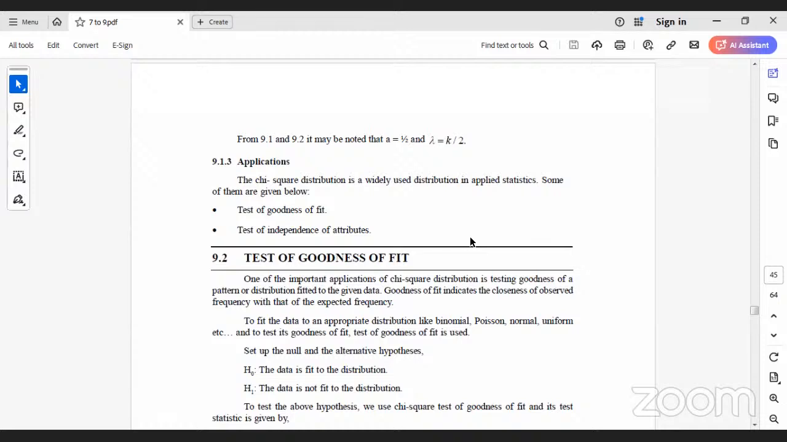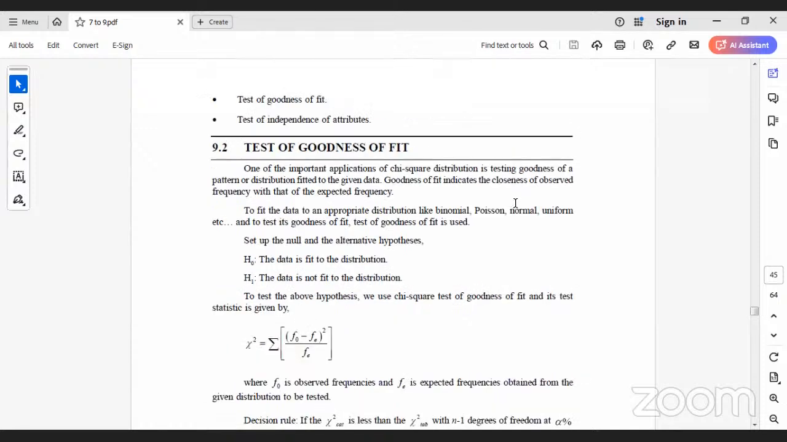Applications: the chi-square distribution is a widely used distribution in applied statistics. Some of the applications are given below: test of goodness of fit and test of independence of attributes. One of the important applications of the chi-square distribution is testing the goodness of fit of a pattern or distribution fitted to the given data. Goodness of fit indicates the closeness of the observed frequency to the expected frequency. To fit the data to an appropriate distribution like binomial, Poisson, normal, uniform, etc., the test of goodness of fit is used.